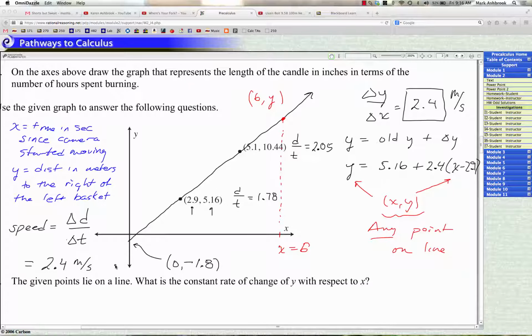2.4 meters per second. Now, if you took any 2 points on that line, and you did this, you'll always get 2.4. And there's our constant speed. But if you take actual distance values and time values, not constant. The ratio is not constant, because that's not how we measure speed. We measure speed as the change in distance over the change in time.